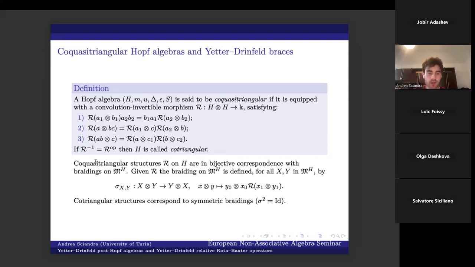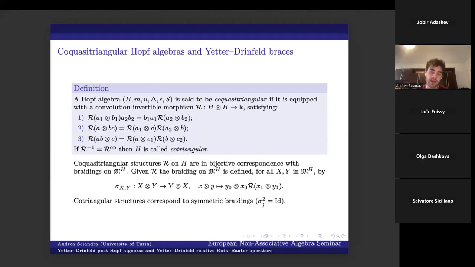It is well known that a co-quasi-triangular structure R is in bijective correspondence with braidings on the category of right comodules. In fact, the first axiom just tells you that the braiding is a morphism of comodules, while 2 and 3 correspond to the hexagonal axioms. And co-triangular structures, those such that the convolution inverse is given by the opposite of R, correspond to symmetric braidings, so braidings that are involutive.